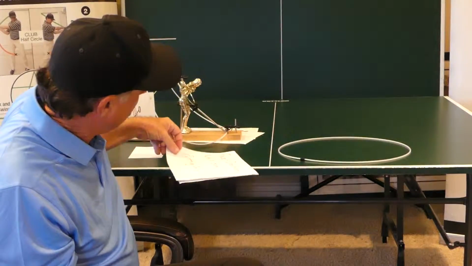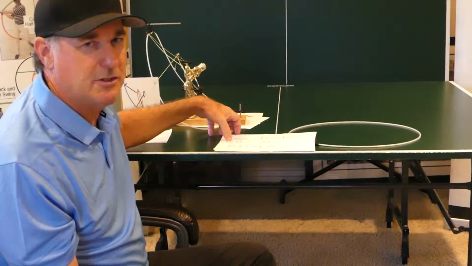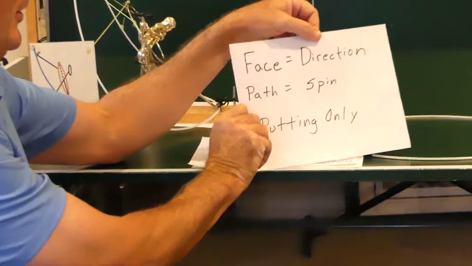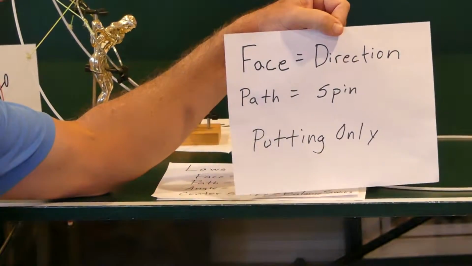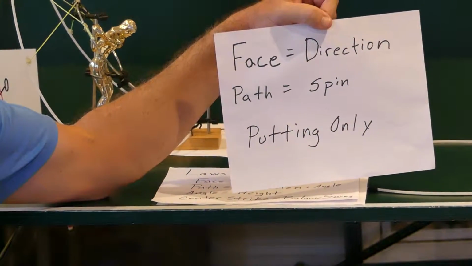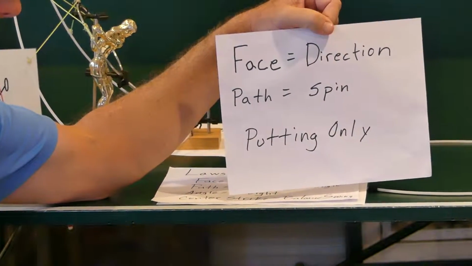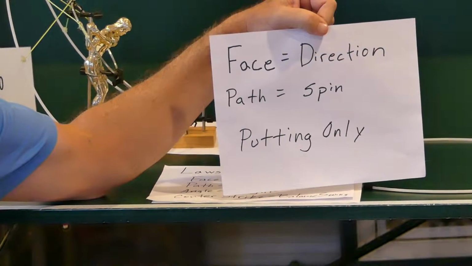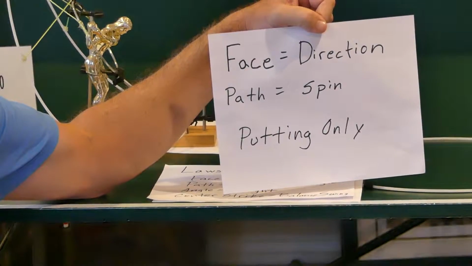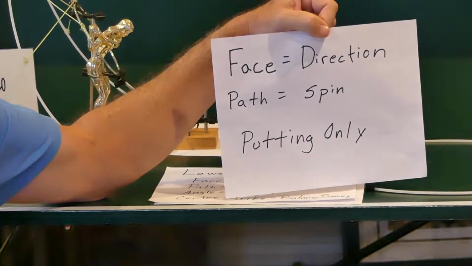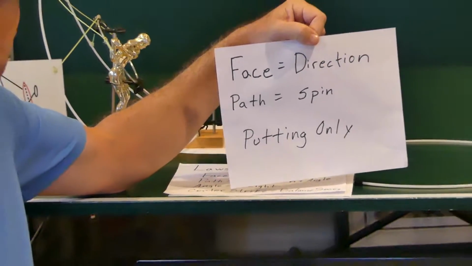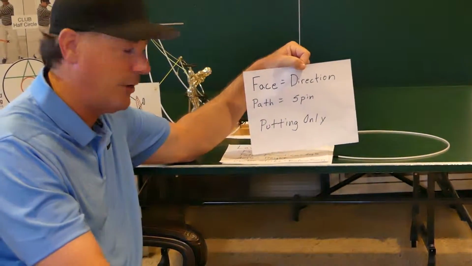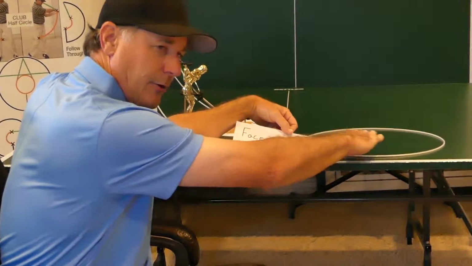Now, there seem to be two basic languages in golf at the moment. One language uses this right here. If you're using a measuring device, it says face equals direction and path equals spin. This is a putting language. There is a certain group of golf instructors that actually use this language for the full swing, and in some of their measuring devices. It's simply incorrect because this is a putting-only language. This holds true on the ground only.